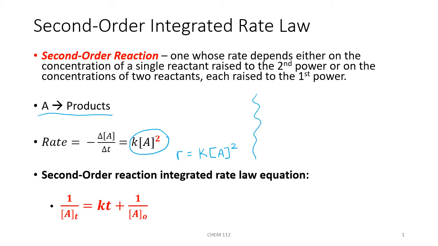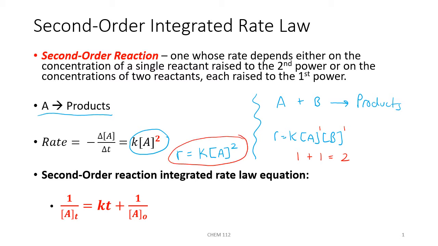We could also see reactions where we have two different species reacting, we'll call them A and B, going to form our products. And in this case, our rate law equation would be R equals K times the concentration of A times the concentration of B. Both of those would be to the first order. So overall, since both of those are to the first order, the equation would add up to having second order kinetics overall. We're going to focus on the first case scenario where we have one reactant that has second order kinetics itself.